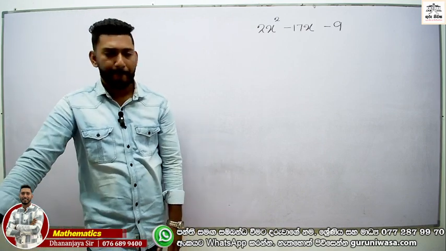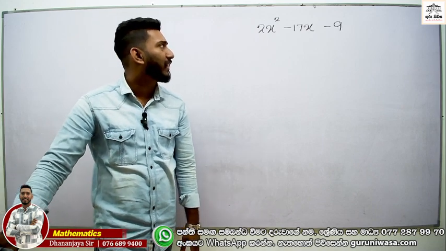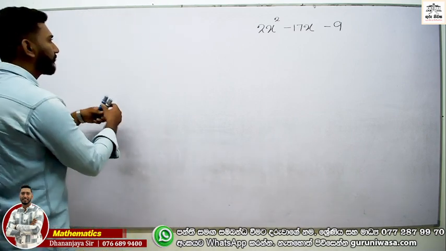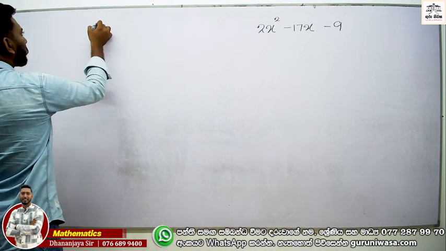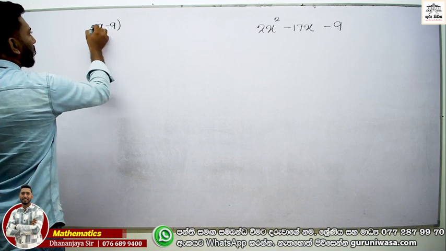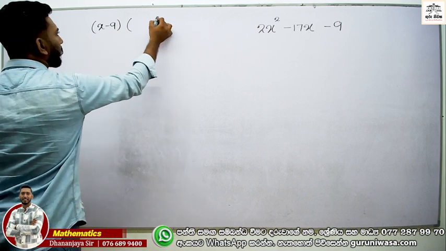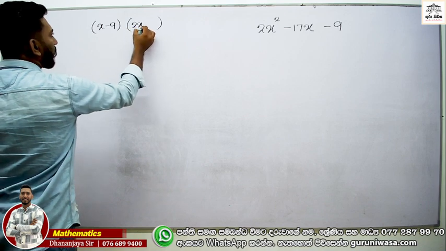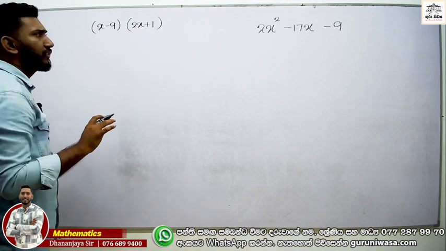So I got the answer. Right. Now tell me the answer. Tell me your answer. X minus 9 and 2x plus 1. Right. And this is your answer. Now I'm going to discuss.